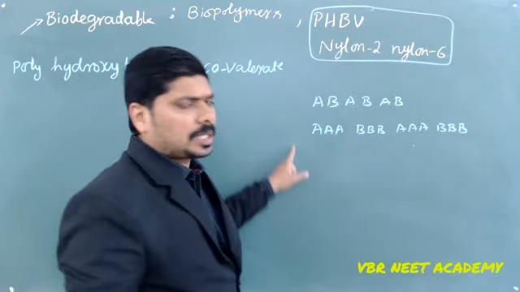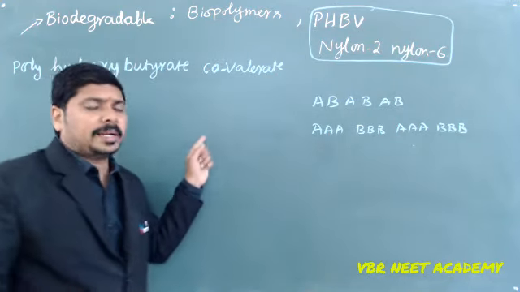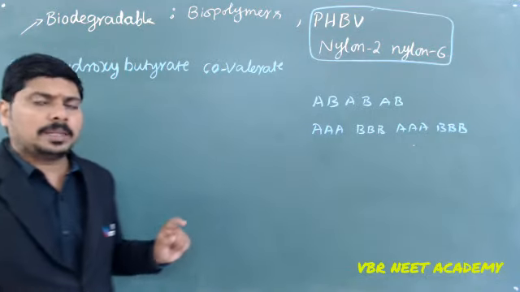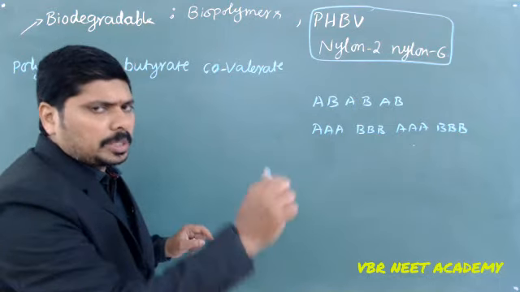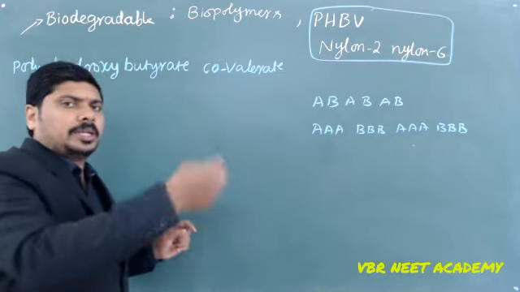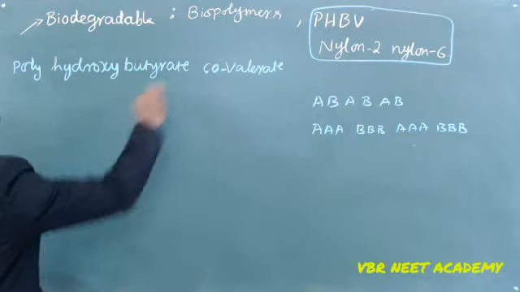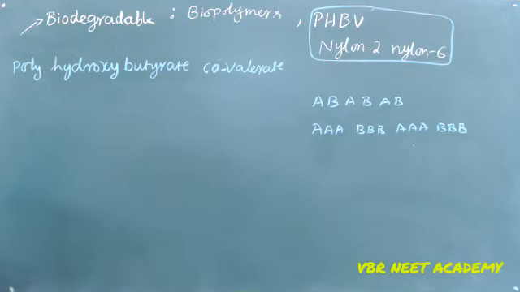So that many things are not required for us. The polymer we are discussing here, polyhydroxybutyrate covalerate, is an example of an alternate copolymer. That is, one monomer, the next monomer, one monomer, next monomer. Like that, alternatively, the monomers are coming. So we take polyhydroxybutyrate and valerate.